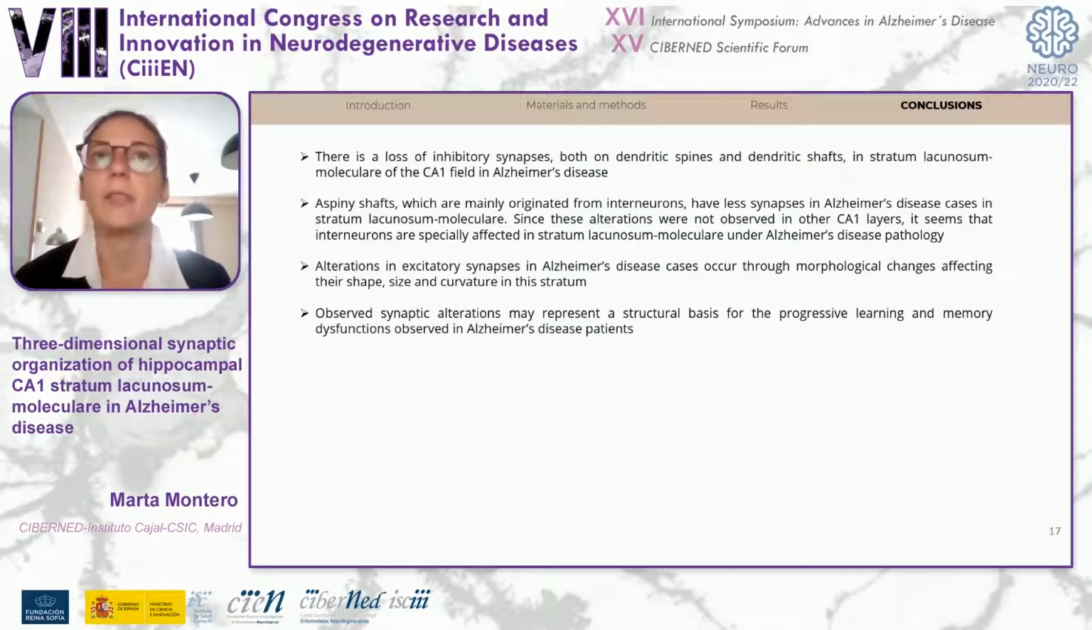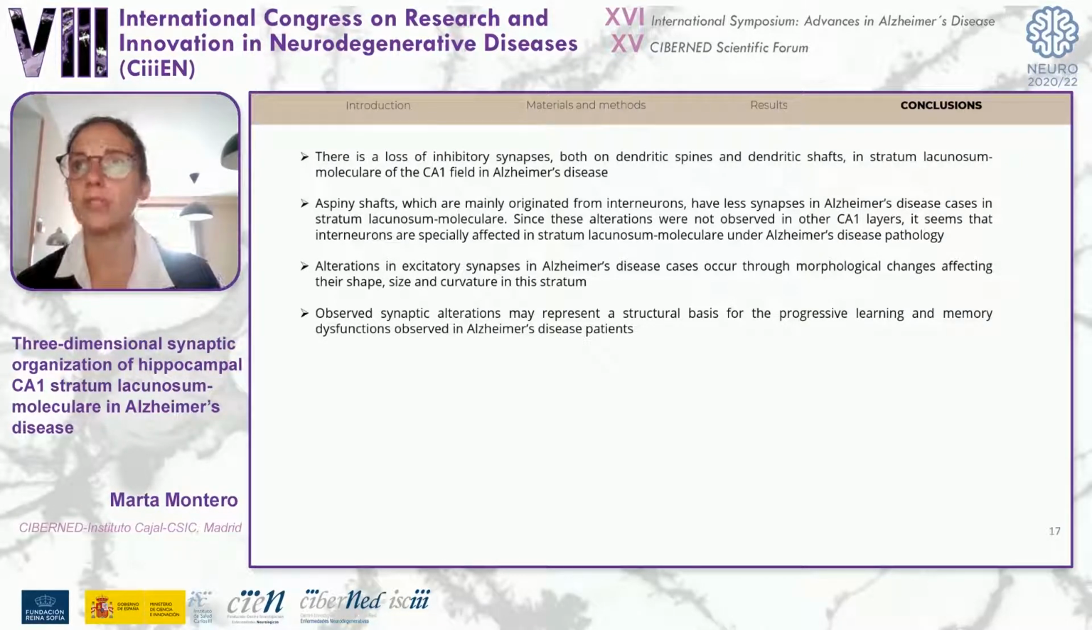Alterations in excitatory synapses in Alzheimer's disease occur through morphological changes affecting their shape, size, and curvature in this stratum. And altogether, the observed synaptic alterations may represent a structural basis for the progressive learning and memory dysfunctions observed in Alzheimer's disease patients.